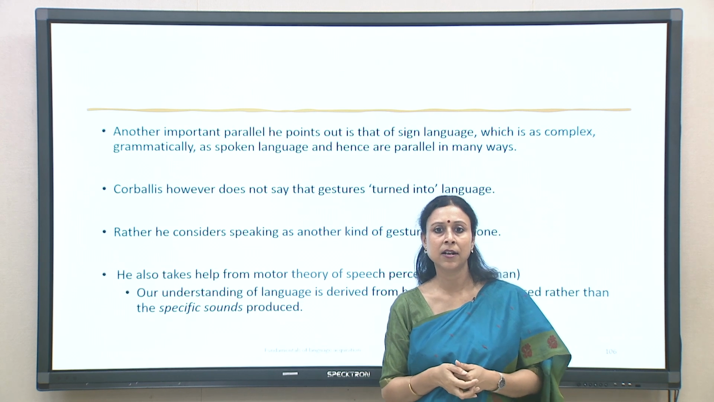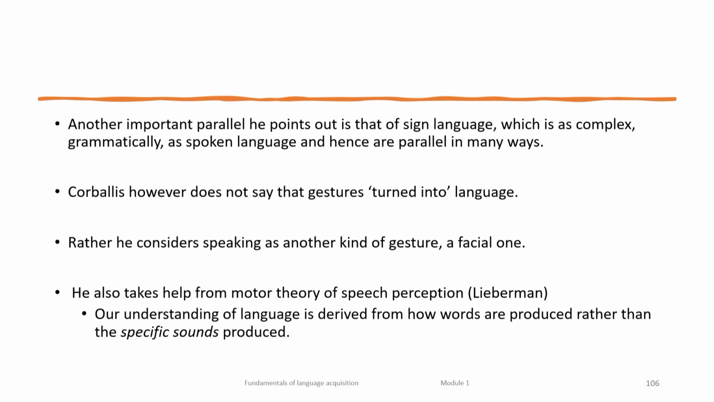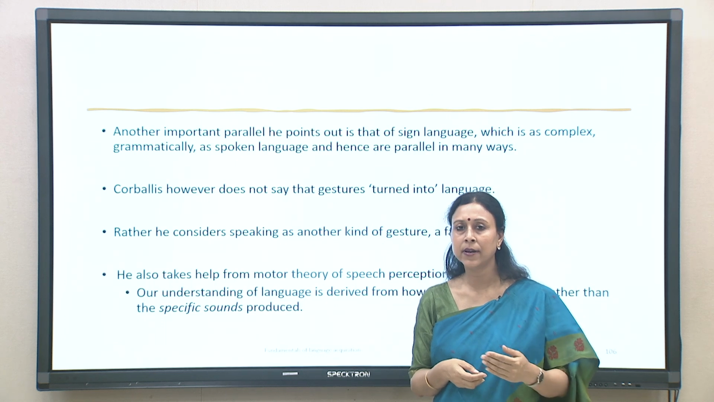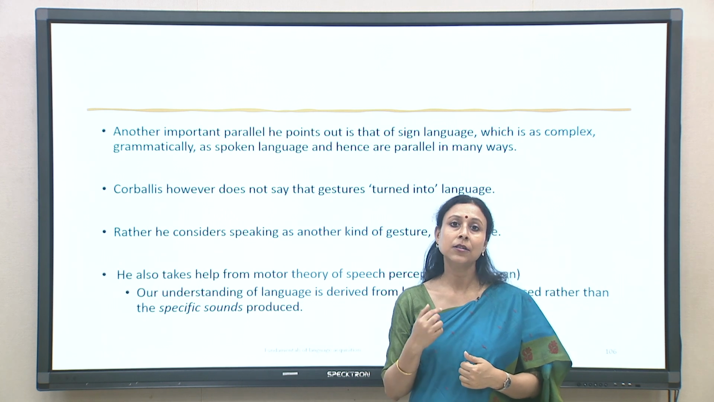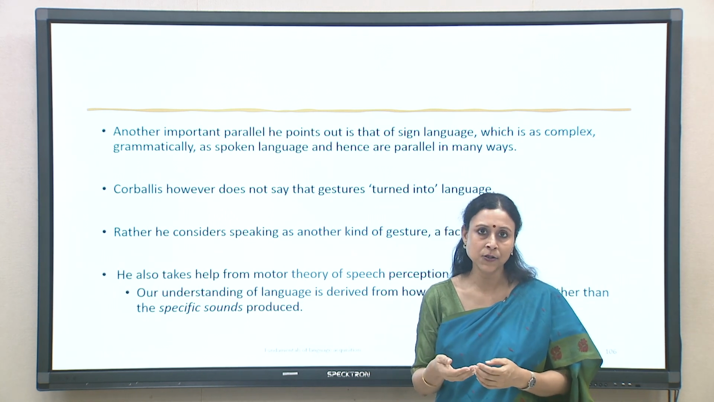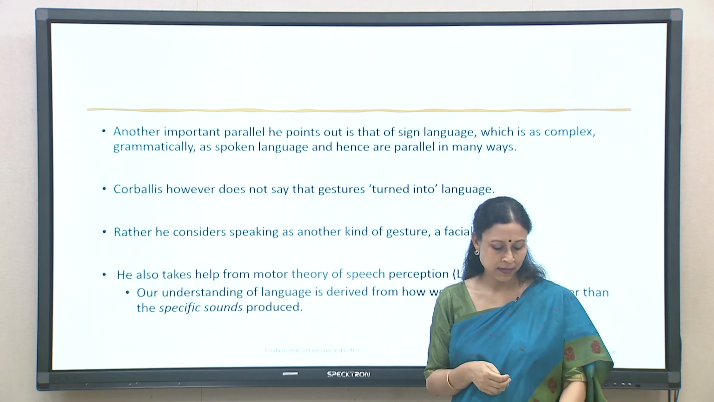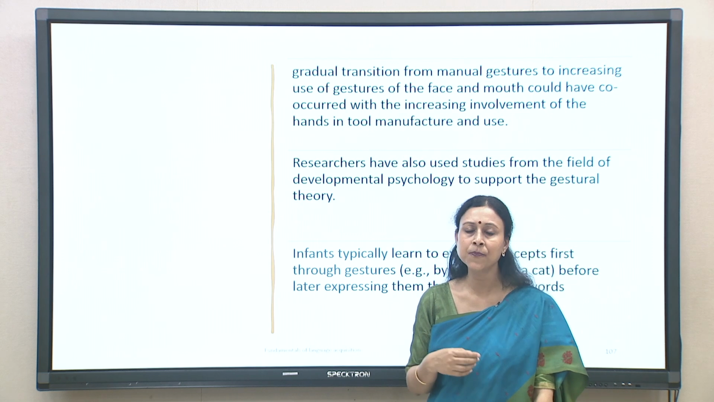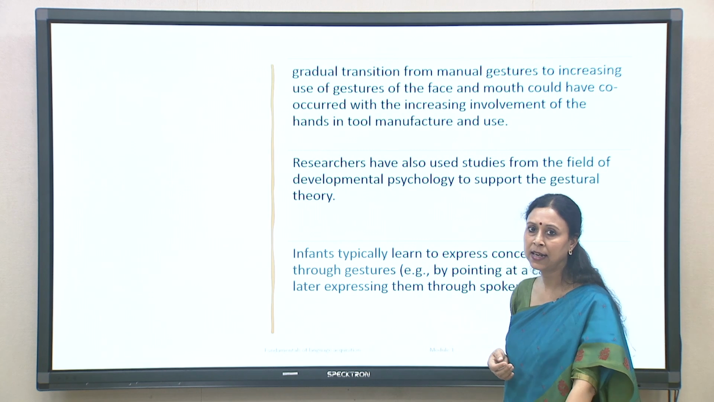So, Corvallis says the same kind of thing, facial gesture, and he also takes help from the motor theory of speech perception, which was given by Lieberman. Our understanding of language is derived from how words are produced rather than from the sound itself. So, when I understand somebody, when I am able to figure out the sounds, it is not because of how they sound, but how they are produced, what happened behind the scenes to produce that sound. This is the motor theory of speech perception given by Lieberman. The same theory is also used by Corvallis in support of his theory about gesture preceding language.